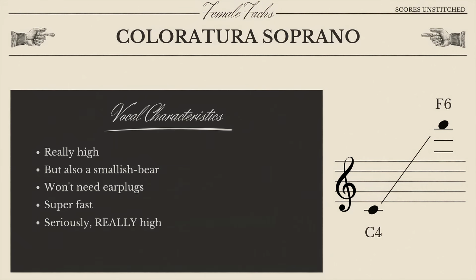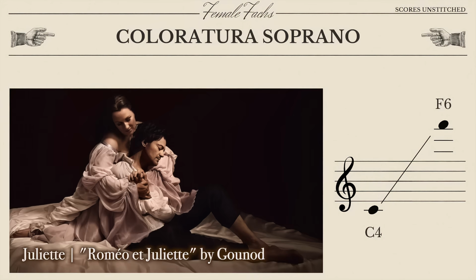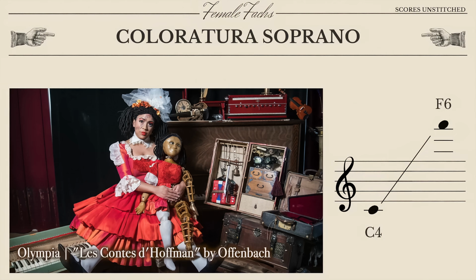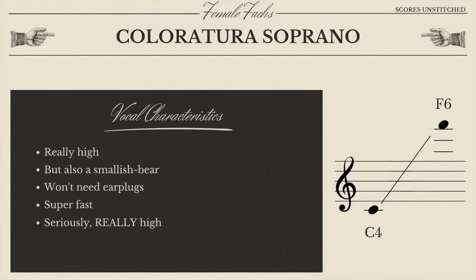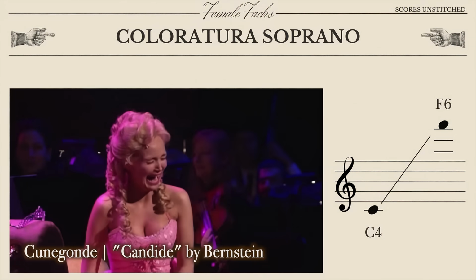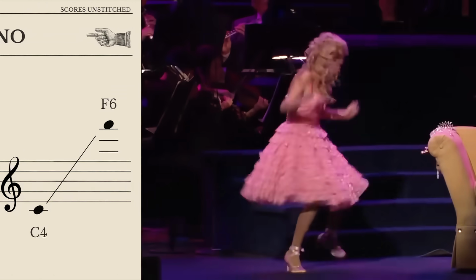Coloratura roles would be like Frasquita in Carmen, or Juliet in Romeo and Juliet, or Olympia in The Tales of Hoffmann. And we're gonna look at a clip from Cunegonde's Glitter and Be Gay in Candide, sung by the absolutely bonkers talented Kristen Chenoweth.